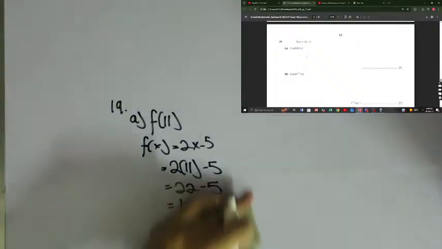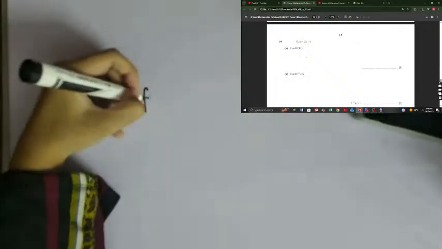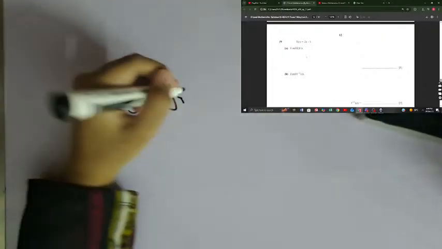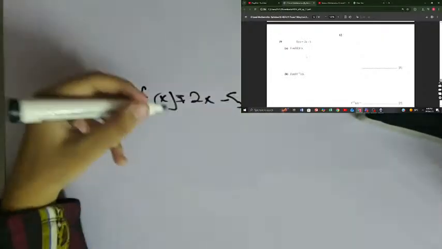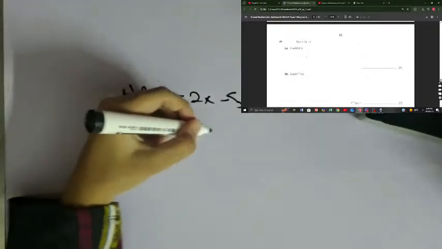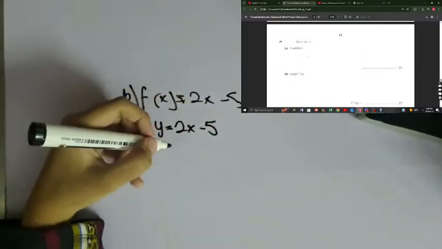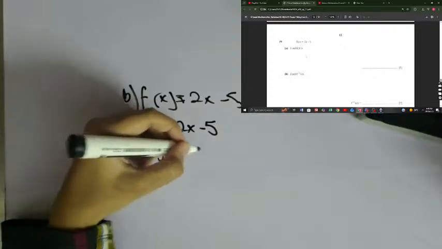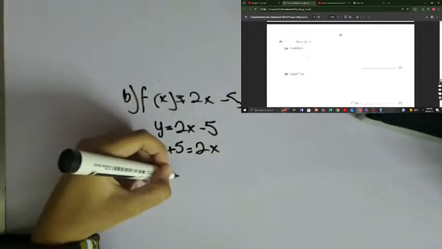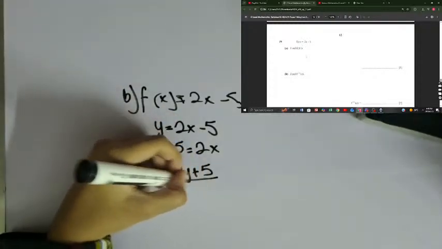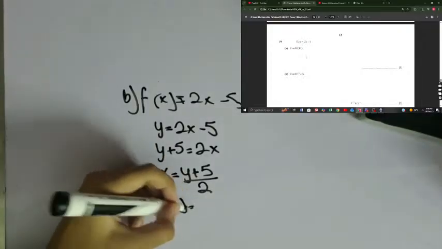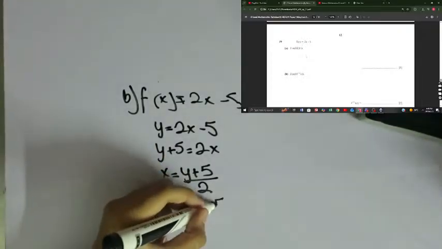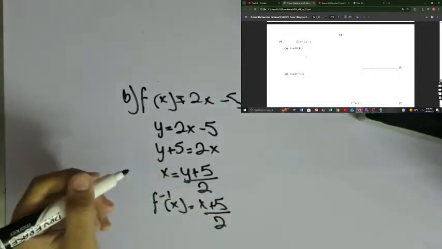And the next one, they're asking us to find the inverse of this function. The inverse of any function can be found pretty easily. You just need to solve for x, right? So we can set y equal to 2x minus 5. And now we can just solve for x. So y plus 5 is equal to 2x, and x is equal to y plus 5 upon 2. Now we can just replace the variables once again. It becomes f inverse of x, which is x plus 5 upon 2. So that's the inverse of this function.